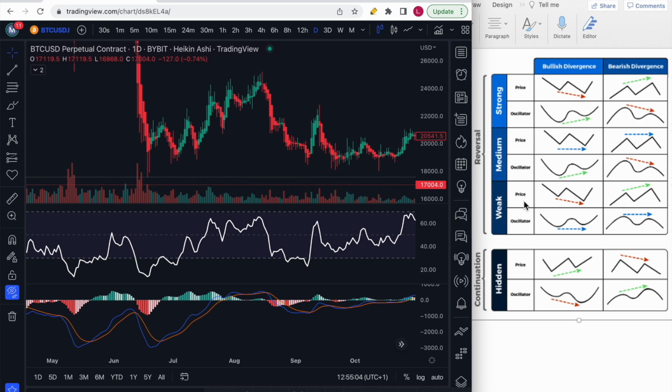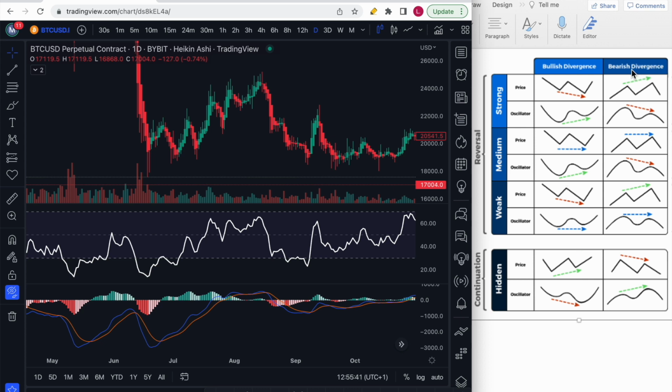Then you also have a weak bullish divergence, and that is when the price action is going down but the oscillator stays on the same level, so it doesn't make a lower low but the price action does. So that is called a weak bullish divergence. And then you also have a hidden bullish divergence, and that is when the price action is making an uptrend and the oscillator is going down. So that is called a hidden bullish divergence.